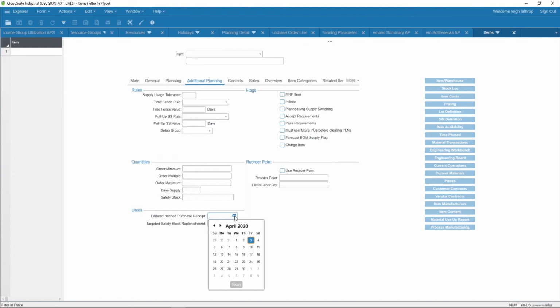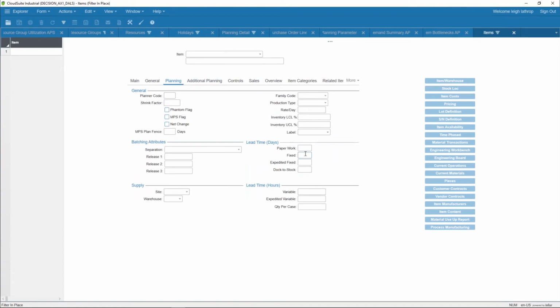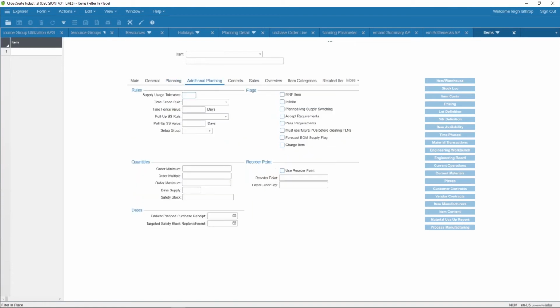So even though there is demand for an item, even though there is a lead time on the item, if we come in here to the additional planning tab on the earliest planned purchase receipt date, the system is going to say to us, you can't have it. I see you need it. I see there's a lead time, but we're indicating to you that you can't have it any earlier than this date. And if we run planning after that, then what is the impact now on that customer order?